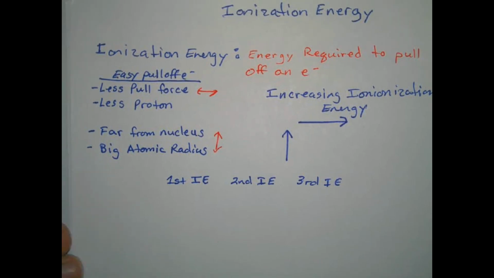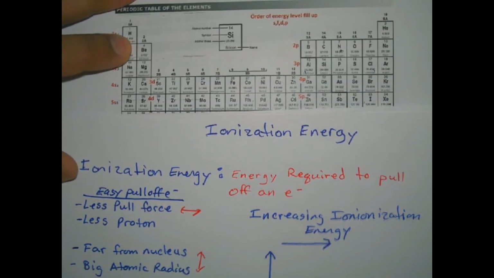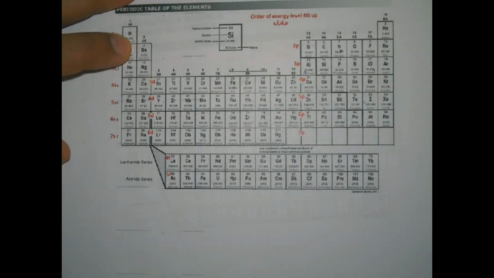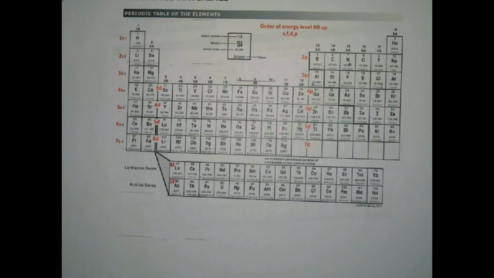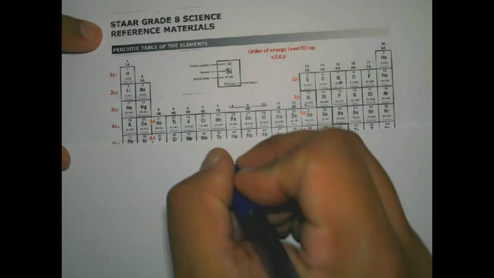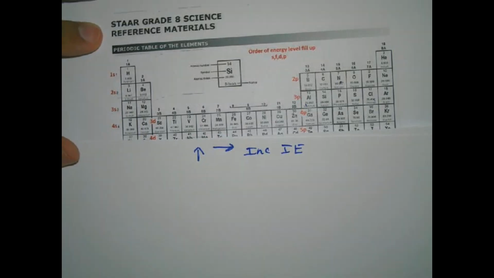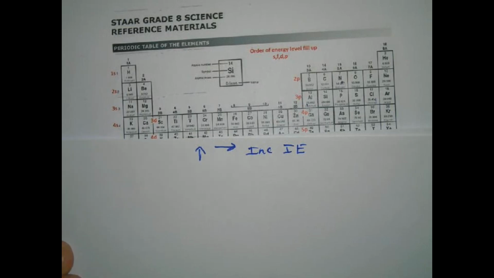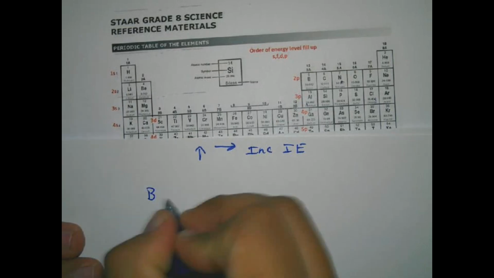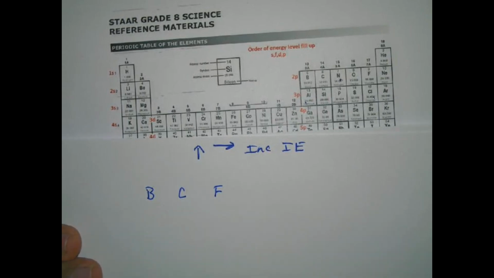So let me try to get the periodic table back in the picture here. Okay? Now, what's the trend for ionization energy? It increases as you go up and to the right, right? It increases as you go up and to the right. That's for increasing ionization energy. Okay? So that's all we've got to use, this trend. This is the only thing we need to know. So if you're answering questions about ionization energy and they give you boron, carbon, and fluorine, which one is the hardest to pull electrons off of?